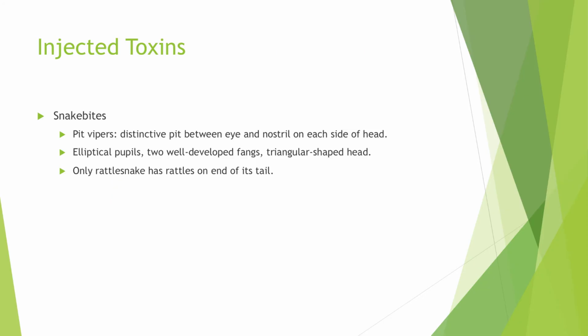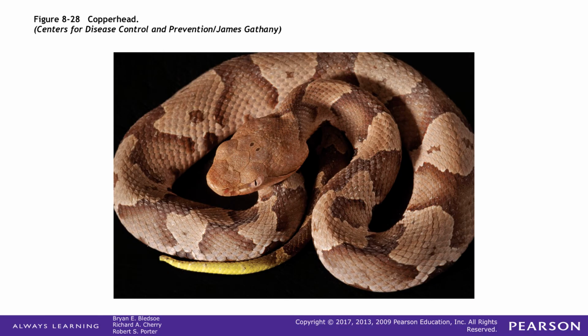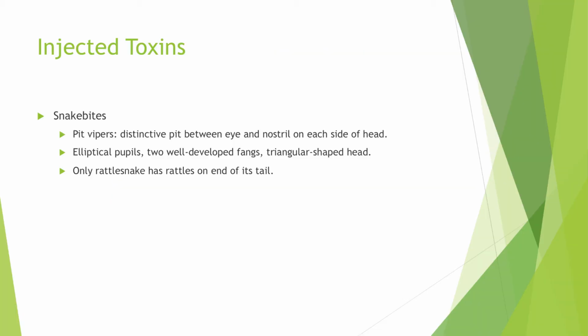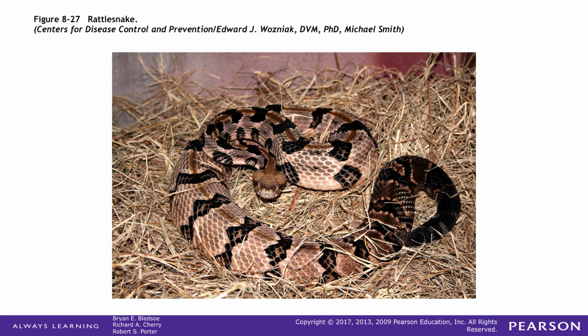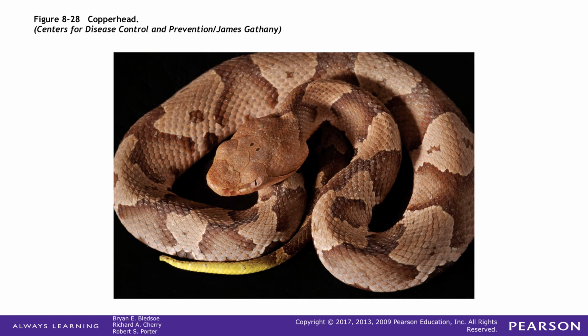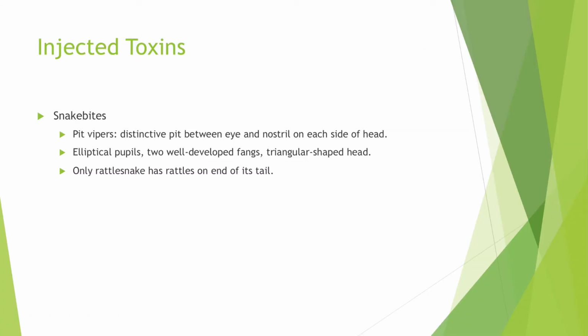So they have a distinctive pit between their eye and the nostril on each side of its head. So you can see that nostril on each side. That's why they're called pit vipers. They have elliptical pupils and 2 well-developed fangs and triangular-shaped heads. So that's what tips them off. There are rattlesnakes, and only the rattlesnakes have a rattle at the end of it. The copperheads don't. See, there's no rattle there with a copperhead. Here's a rattlesnake, and they do have a rattle. So you're not going to hear that with a copperhead or a water moccasin.